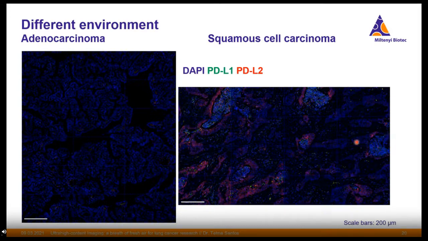And here we can see clearly that there is the presence of these markers in the squamous cell carcinoma, but not really in the adenocarcinoma, which could be why there is no real T-cell infiltration, for example, in this sample.